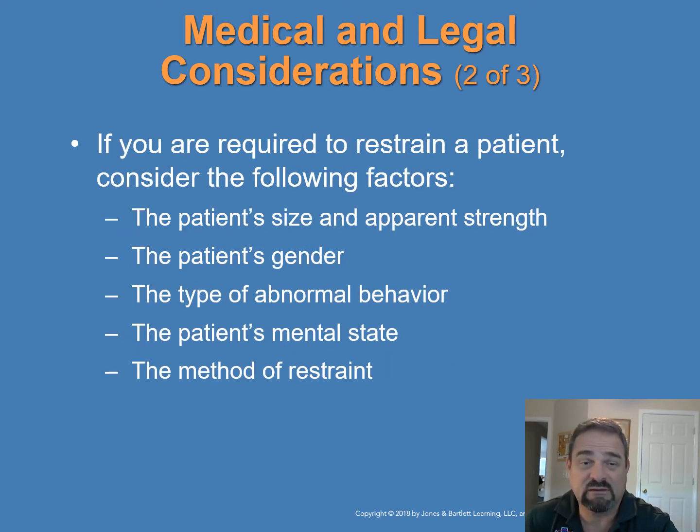All right, some other medical considerations. If you're required to restrain the patient, you need to think about the following factors: the patient's size and apparent strength, the patient's gender, the type of abnormal behavior, the patient's mental state, and the method of restraint you're going to use. Don't let size fool you. They can be small and thin, male or female, and be a handful. So make sure you've got enough people.